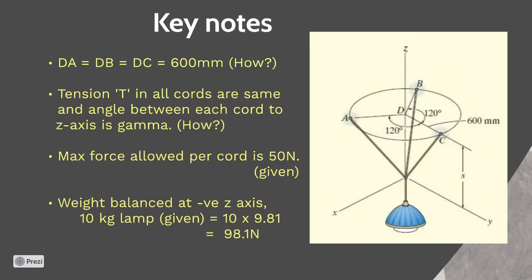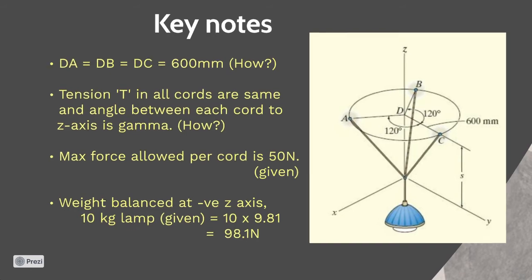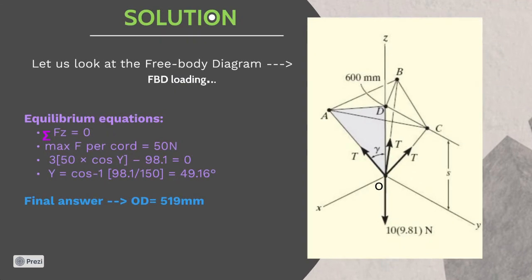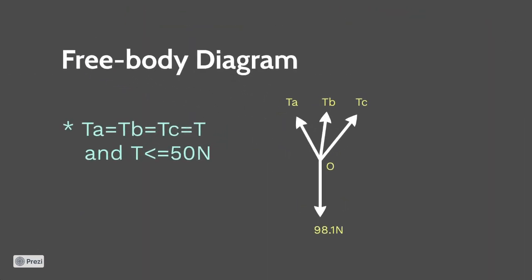Now, let us look back at the third and fourth most important points that can be derived from this question. These are: max force allowed per cord is 50 Newton, and lastly, the weight balanced at the negative z-axis is by the 10 kg lamp, which when we convert to Newtons, turns out to be 98.1 Newton. Let us begin the solution by drawing the free body diagram. As we can see in this figure, TA, TB, TC refer to tension due to cord A, tension due to cord B, and tension due to cord C. They are balanced by the lamp, which is 10 kg, acting towards the negative z-axis.